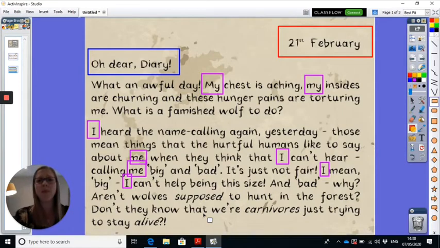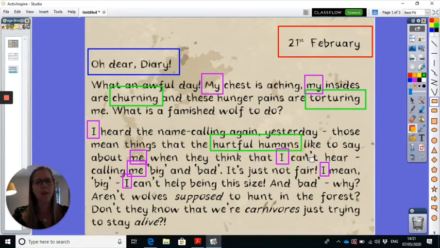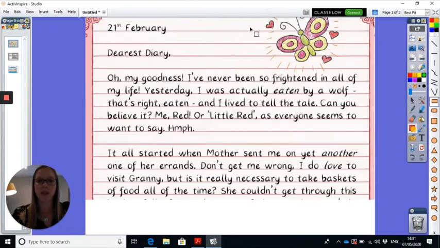Okay. So we've also got a bit of language here, which I want to talk about. My insides are churning and these hunger pains are torturing me. That's quite emotive language. Also here we've got hurtful humans. It's quite emotive language, emotional language. It's explaining how he's feeling. That's a good purpose of a diary, to share your thoughts and feelings. But it's also making the reader start to feel something for the wolf. You start to feel maybe a bit of sympathy, feel a bit sorry for him through that use of emotive language. Okay. Shall we have a look at another example and see if those features are common between the two?